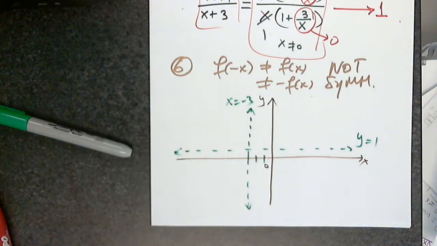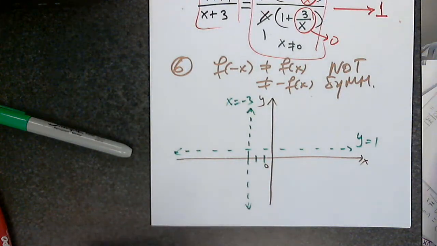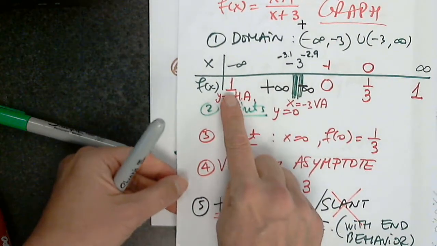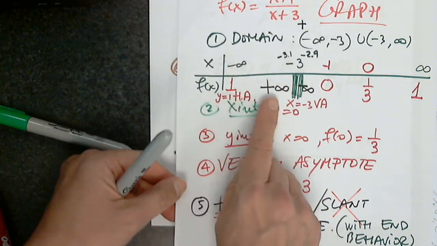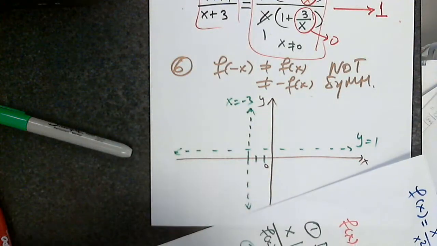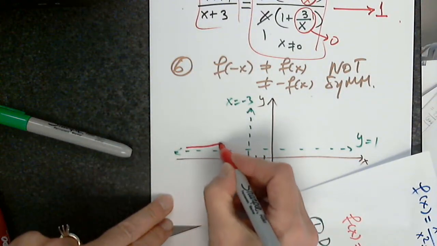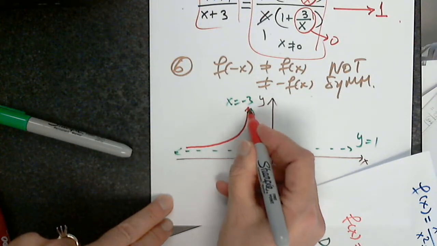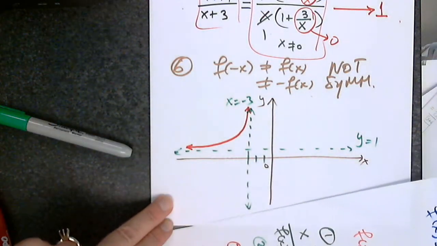Perfect. Next step. One more time. From 1, approaching 1, going to positive infinity, on the left-hand side of the vertical asymptote.